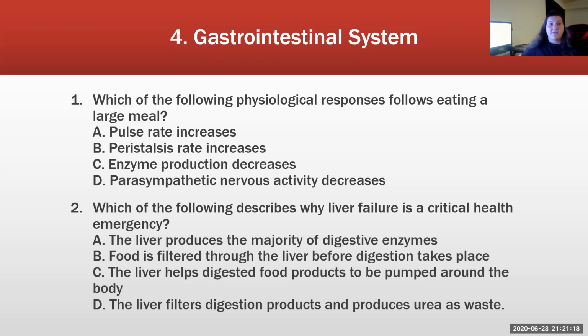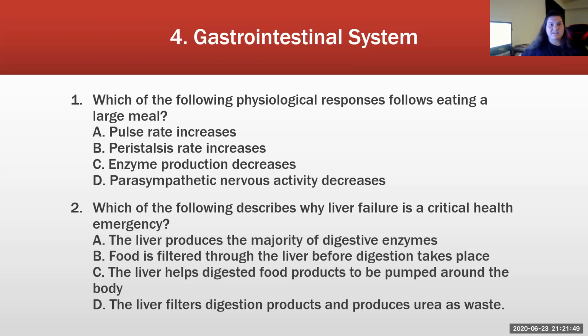The pulse rate, if we understand sympathetic and parasympathetic nervous activity, the sympathetic nervous activity is that fight or flight. That's going to increase your breathing. That's going to increase your pulse rate. That's kind of like that, gotta get up and go. The sympathetic nervous system is activated. The parasympathetic nervous system is that rest and digest. So those are the things that kind of slow the body down.